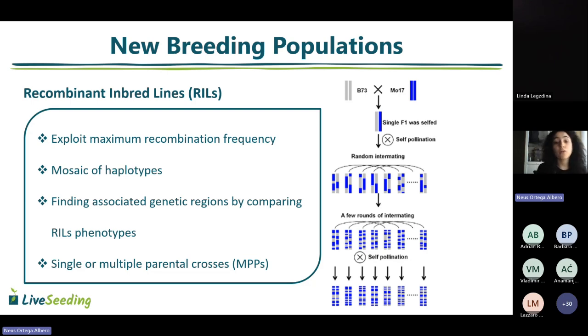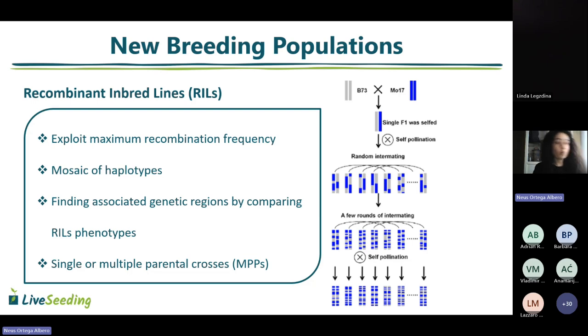population. Each one of these lines is one RIL, one recombinant inbred line, which is a mosaic of the parental genomes. That means that they contain different regions and different combinations of the genomes of the parental lines, and also are fixed through selfing, which means that they are homozygous and can be further studied for gene association with traits, or even selection for interesting improved traits.